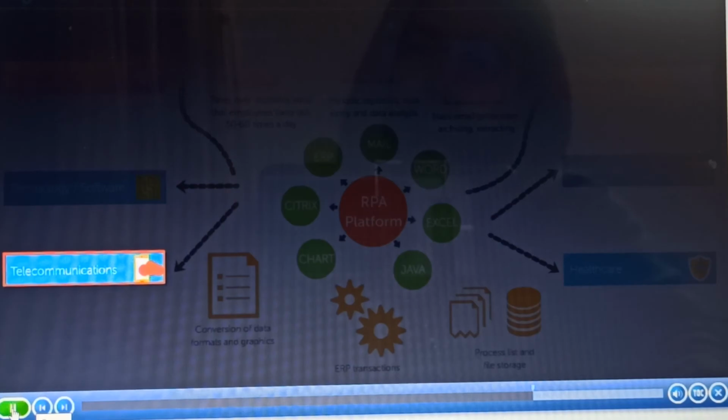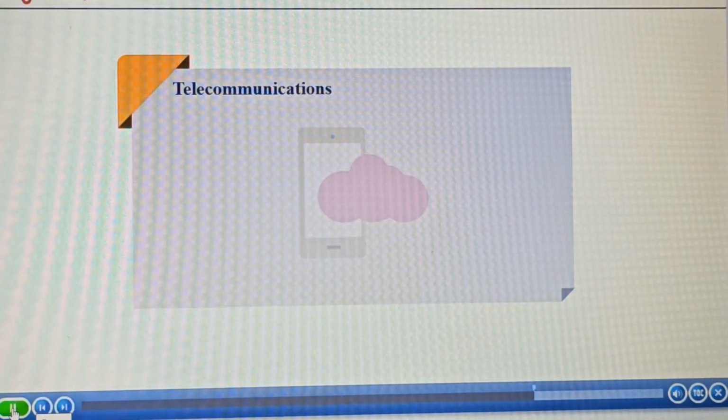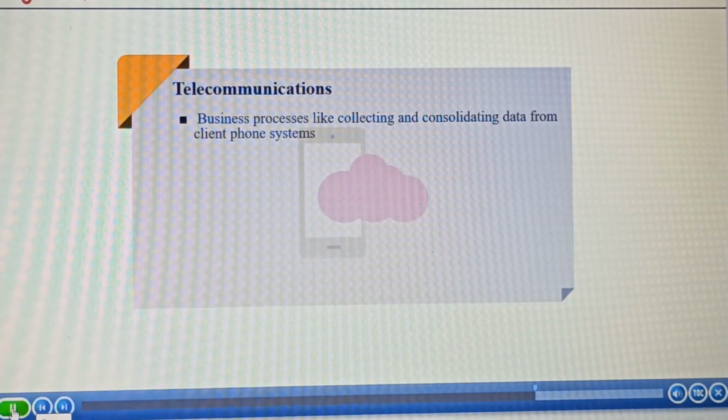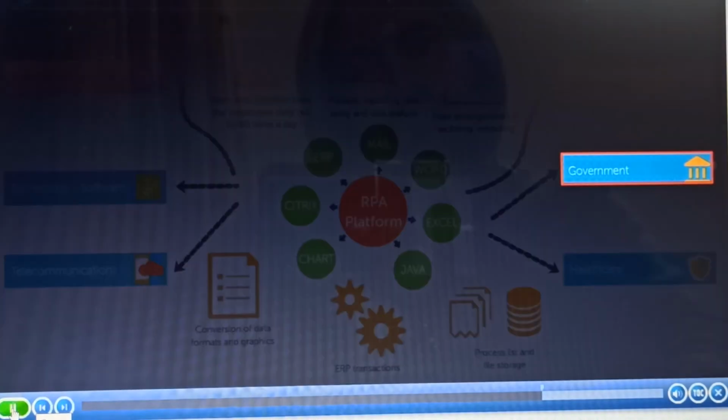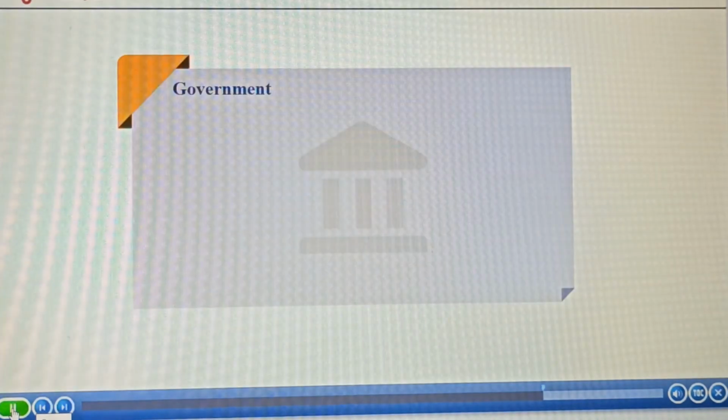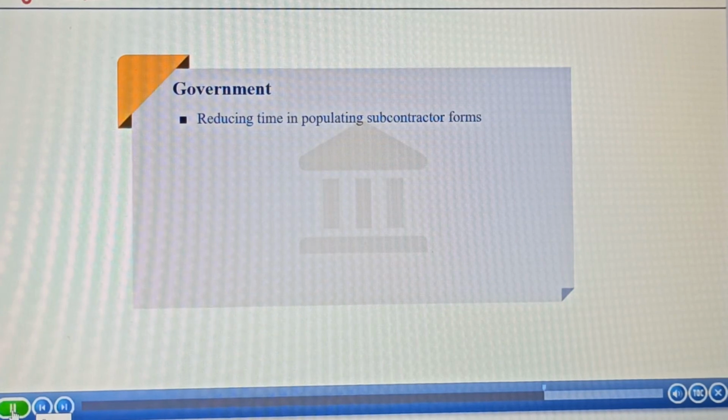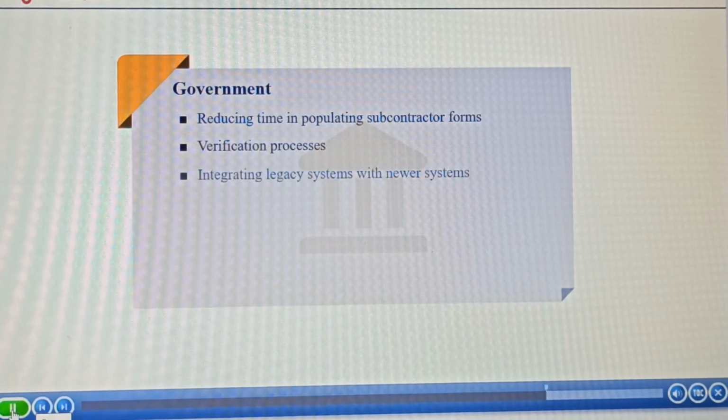In the telecommunications domain, RPA plays a major role in business processes, like collecting and consolidating data from client phone systems, backing up information from client systems, uploading data, extracting competitor pricing data, and phone manufacturing information. The government sector is making use of RPA for reducing time in populating subcontractor forms, verification processes, integrating legacy systems with newer systems, and automating daily reports.